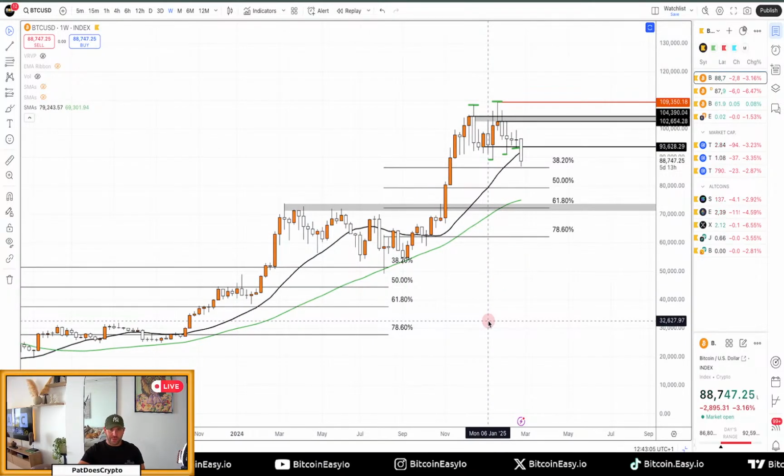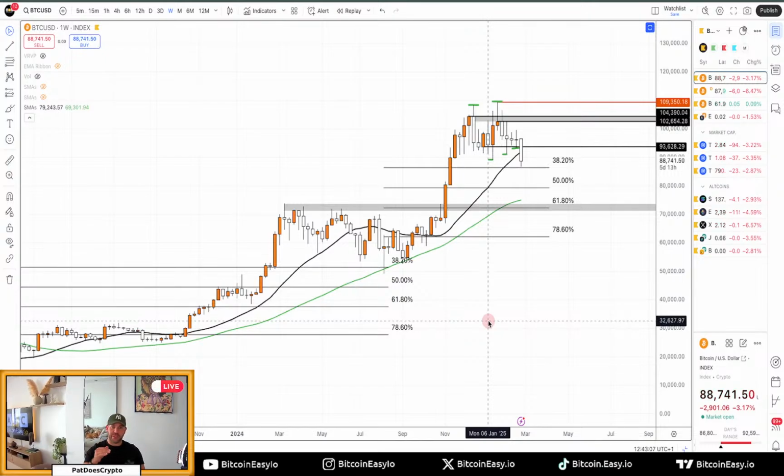But then, for a bullish perspective on the current level that we're sitting at, there we could find a bounce here.